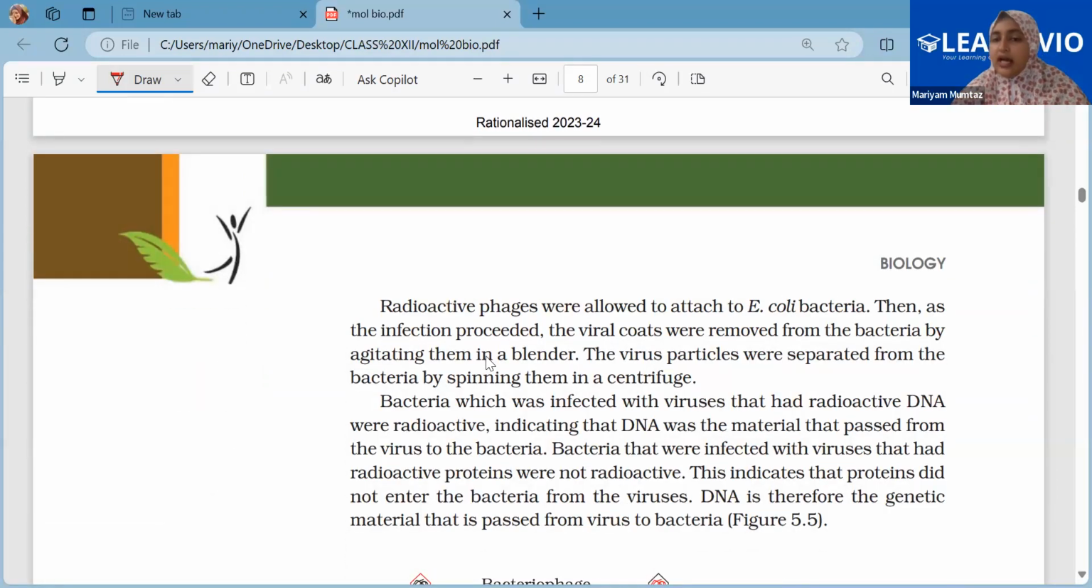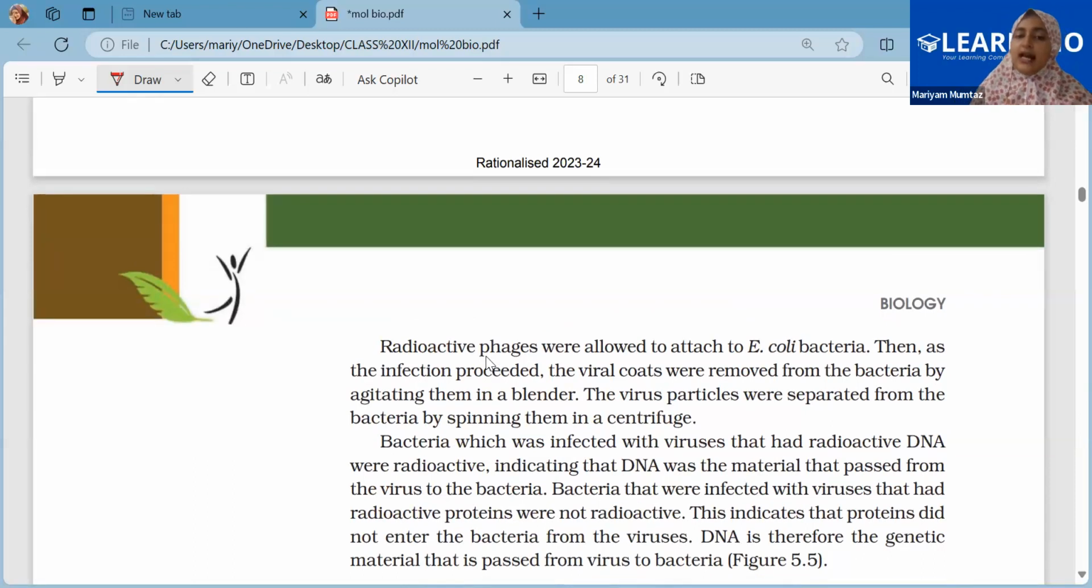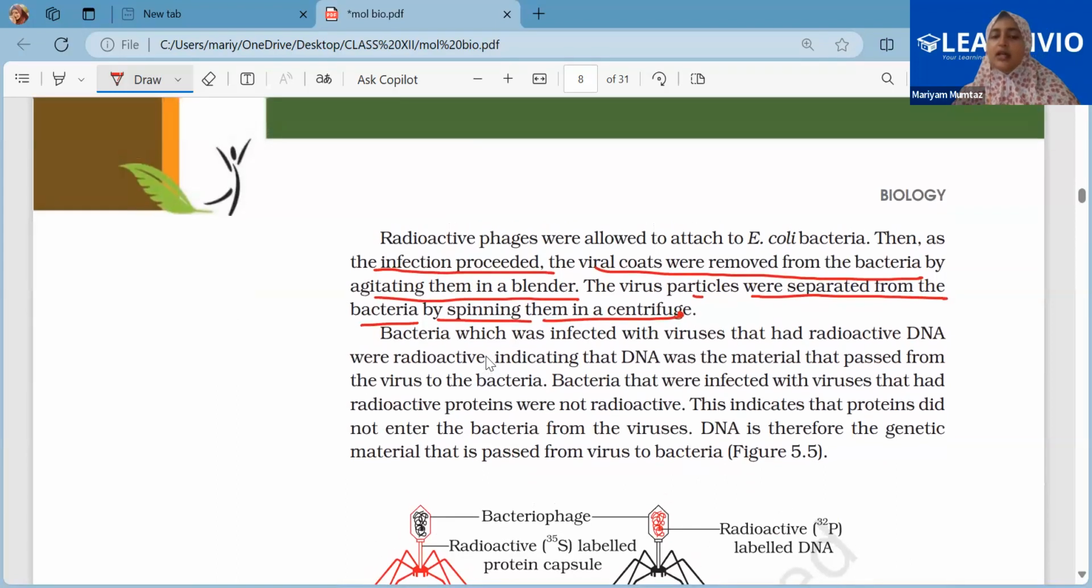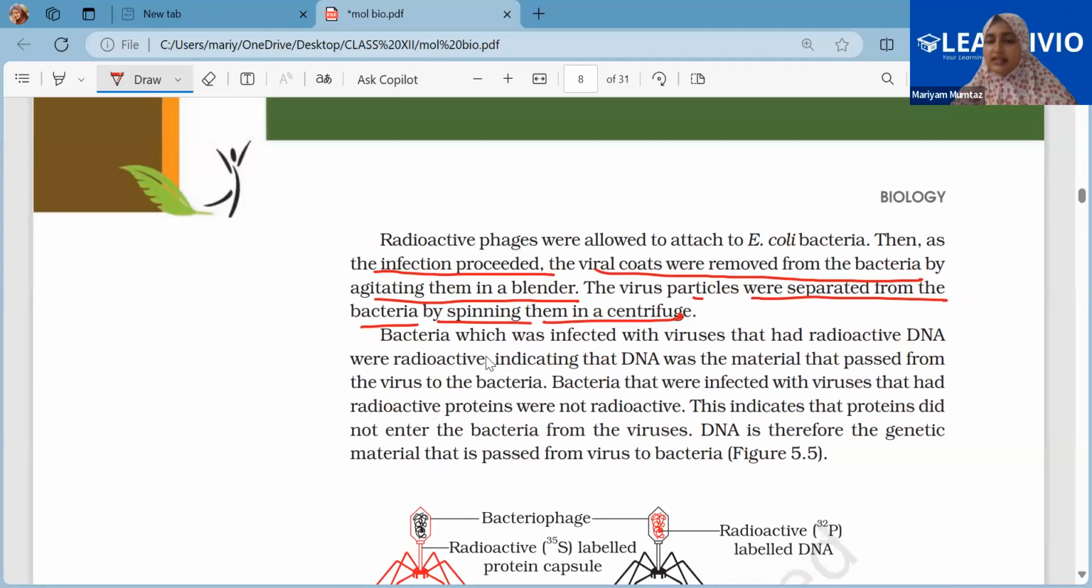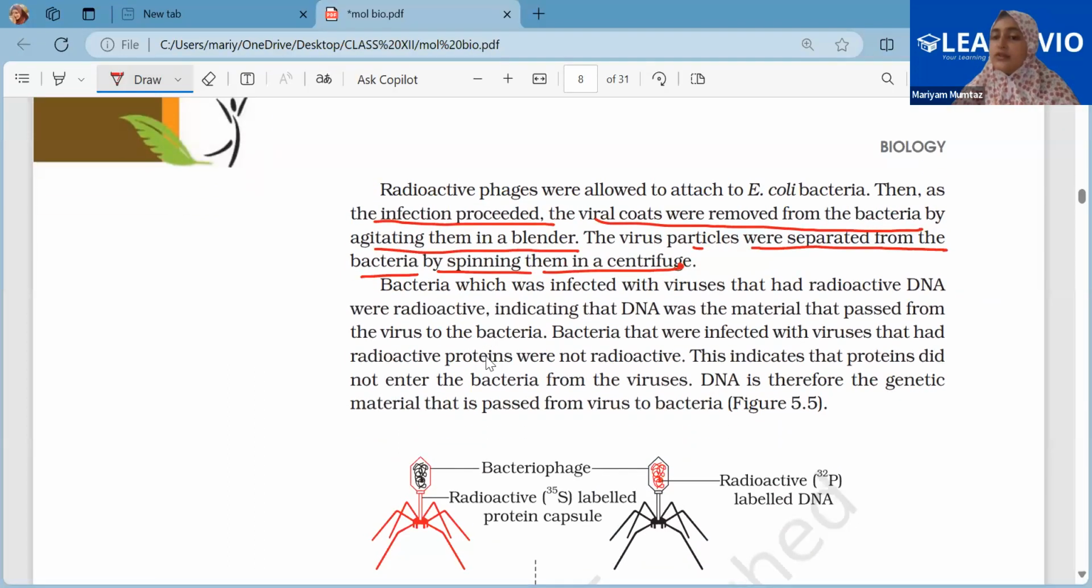Radioactive phages were allowed to attach to E. coli bacteria. Then, as the infection proceeded, the viral coats were removed from the bacteria by agitating them in a blender. The virus particles were separated from the bacteria by spinning them in a centrifuge. So, centrifugation happened. The bacteria that were infected with viruses that had radioactive DNA were radioactive, indicating that the DNA was the material that was passed from the virus to the bacteria. But the bacteria that were infected with the viruses that had radioactive protein were not radioactive. This indicated that the protein did not enter the bacteria from the viruses.